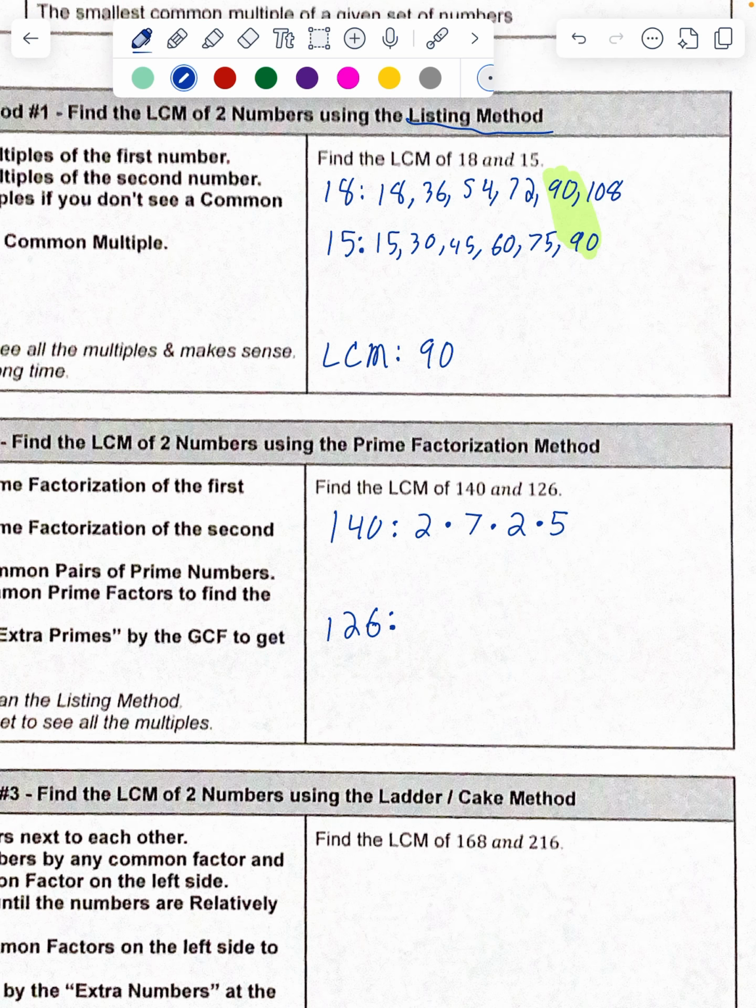And now let's do the prime factorization for 126. If I break down 126, I could split that in half, and that would be 2 times 63. And 63, that is 9 and 7, so it would be 7 times 9. I can break down 9 into 3 times 3.